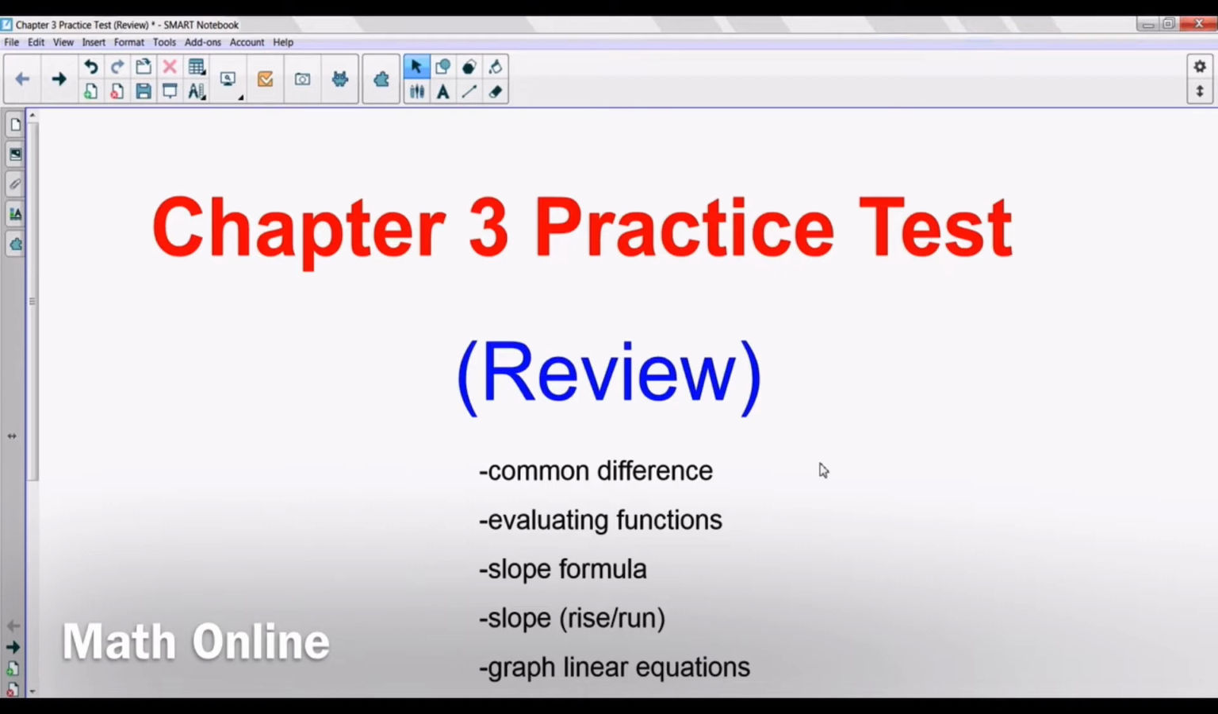On this video, we're going to go over concepts on how to find the common difference, how to evaluate a function, how to use the slope formula to find the slope given 2 points, how to find the slope using rise over run when given a graph, and how to graph a linear equation. All right, class, let's move on to the next slide.